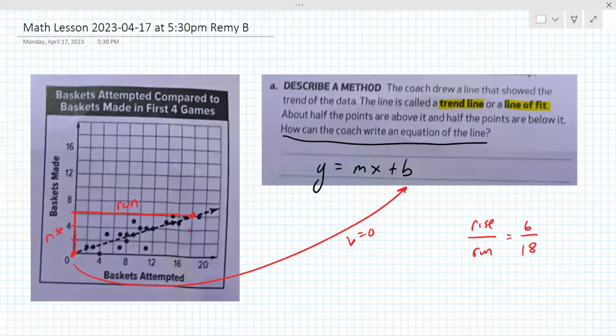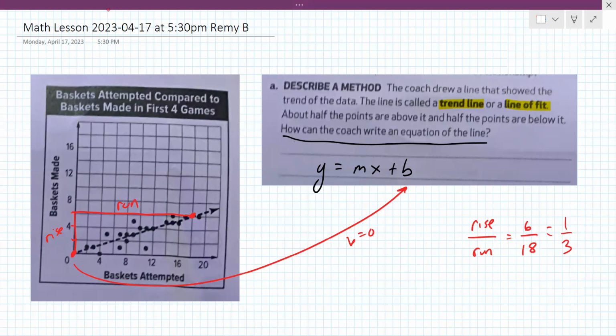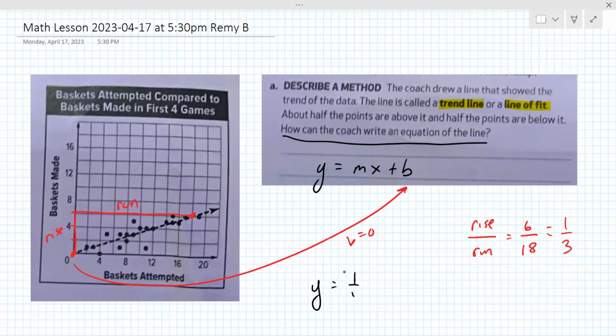Yeah. Okay. What is 6 divided by 18? One third, right? Yeah. 1/3. So the slope here is 1 divided by 3. All right. So now that's the equation of the line that they want. They want you to write mx plus b. In this case, you've got everything. So the line would be y equals 1/3 x plus 0, or just 1/3 x.